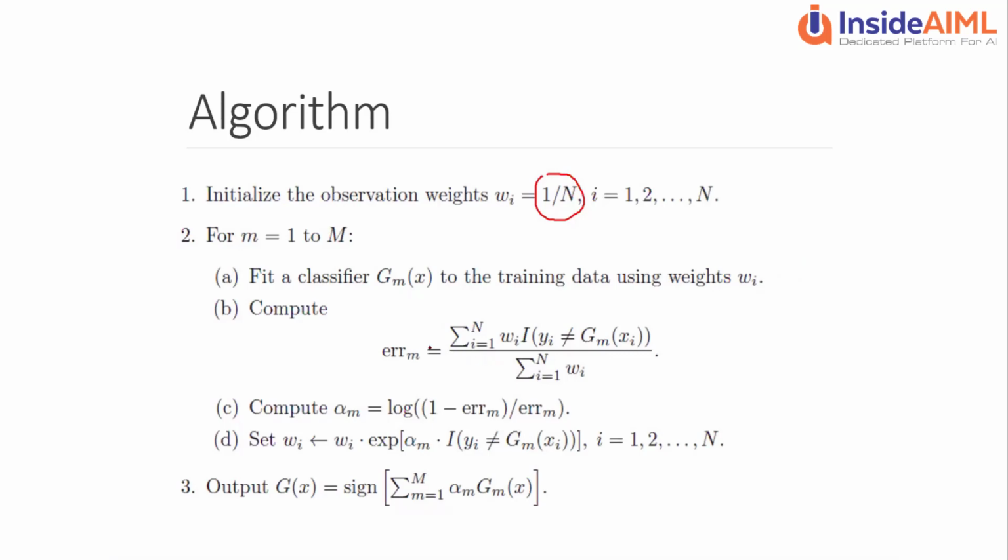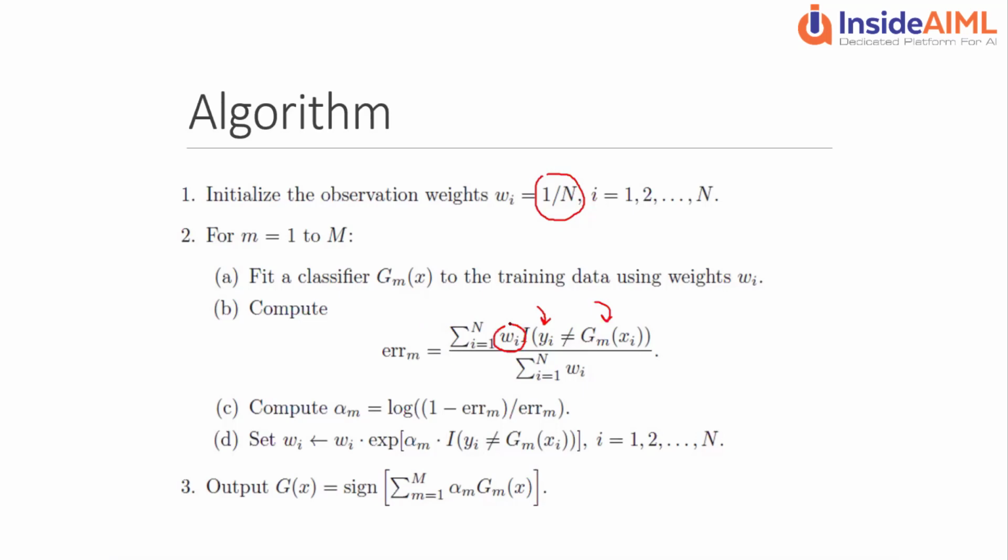See here where the error is coming in. What is this I? I indicates where the actual value is not matching the prediction. So this is the error. Generally, what we do is simply calculate how many errors are happening, how many cases the actual is not matching the prediction. But here we are also using the weight, so you are getting a weighted error.